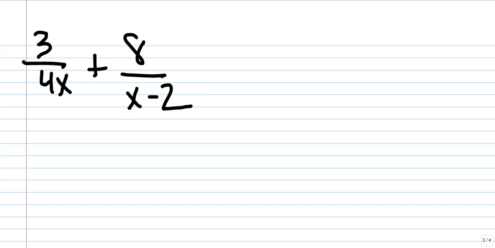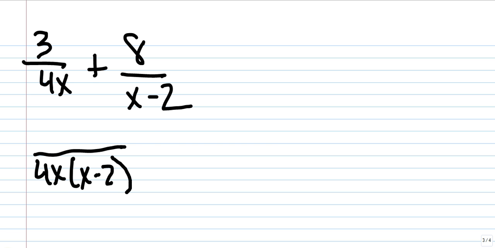Okay, another example here. I have this one. Once again, what's my common denominator? In this case, I have two separate terms. So now what can my common denominator be? Smash them together. Marry them. Put them together. So my common denominator would be something over 4x times x minus 2. Same thing on this side, 4x times x minus 2.